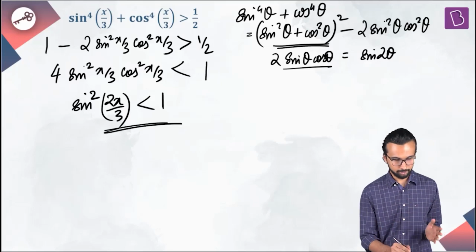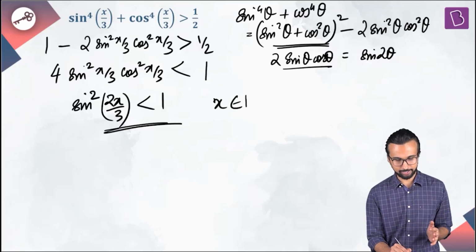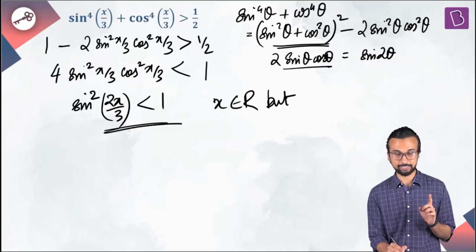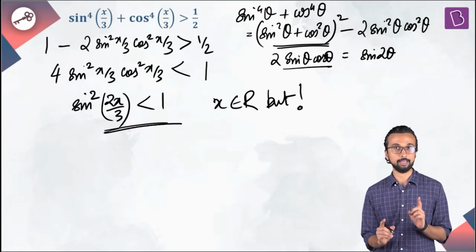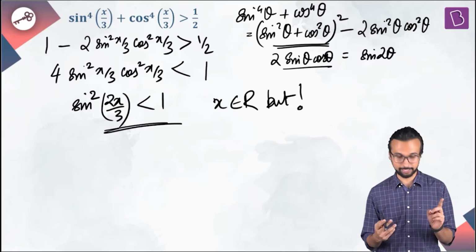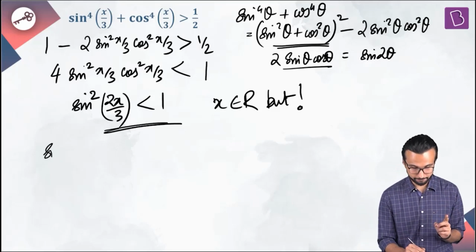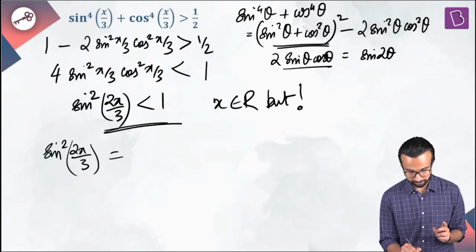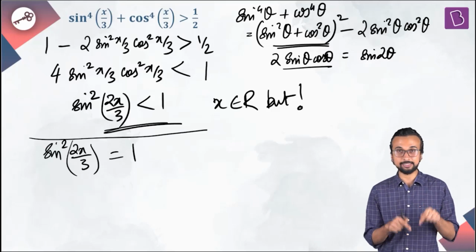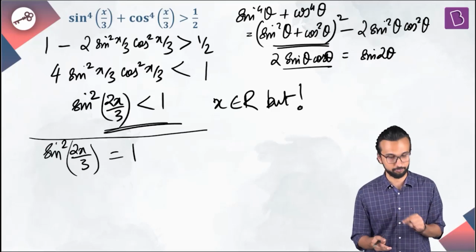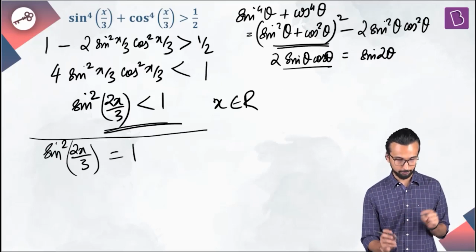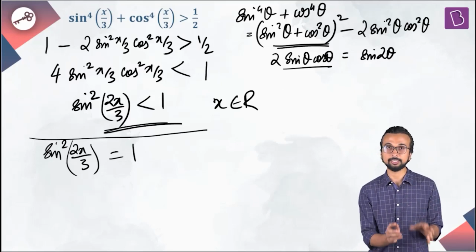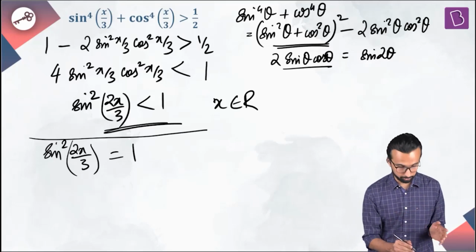So here we could have said that x is any real number, but there's an exception. What is the exception? The case where sin square 2x by 3 is equal to 1. This is the case we should be careful of. Now, how do we solve this, sin square 2x by 3 equal to 1?